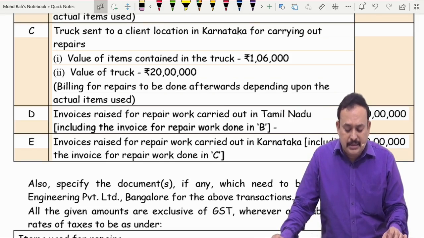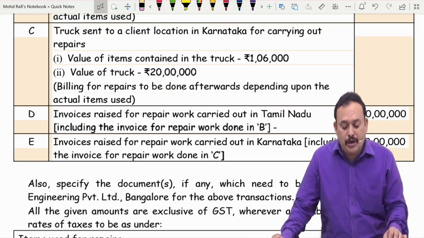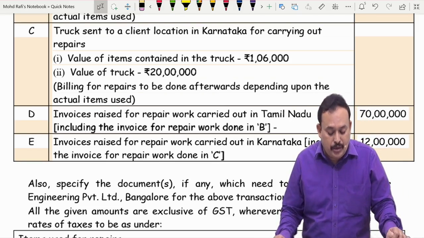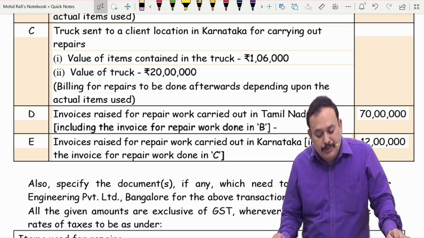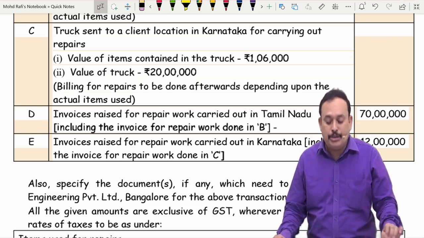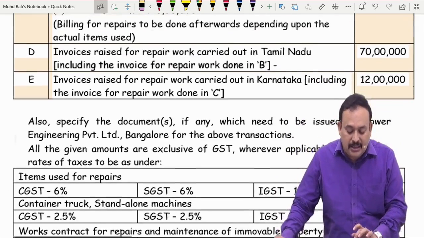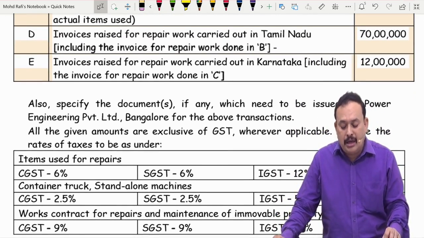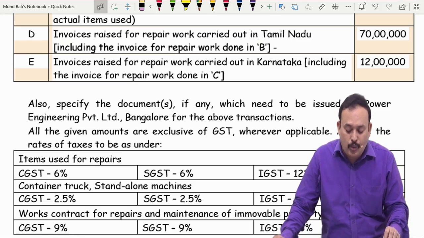Further, truck sent to client location in Karnataka for carrying out repair. Value of items contained in the truck 1,06,000. Value of truck 20 lakhs. Billing for repair to be done afterwards depending upon the actual items used. Further, invoices raised for repair work carried out in Tamil Nadu, including the invoice for repair work done in B, 70 lakhs.